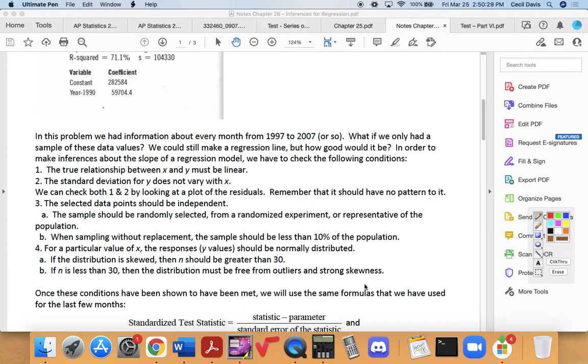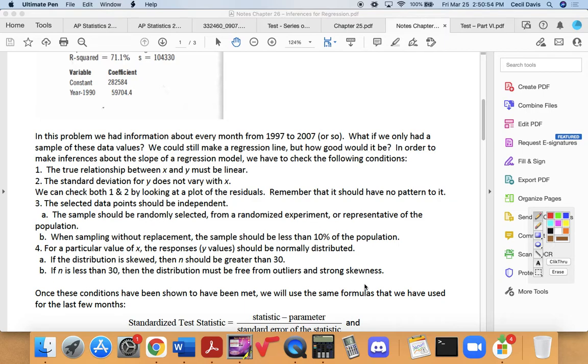So the standard deviation for y does not vary with x. Remember we said that the graph of the residuals should be the most boring graph ever. Because if it has a pattern, then it's not a linear function. So 1 and 2 are kind of the same thing.